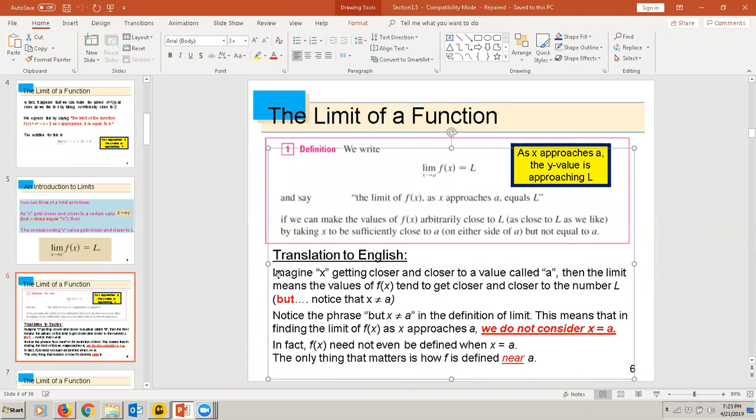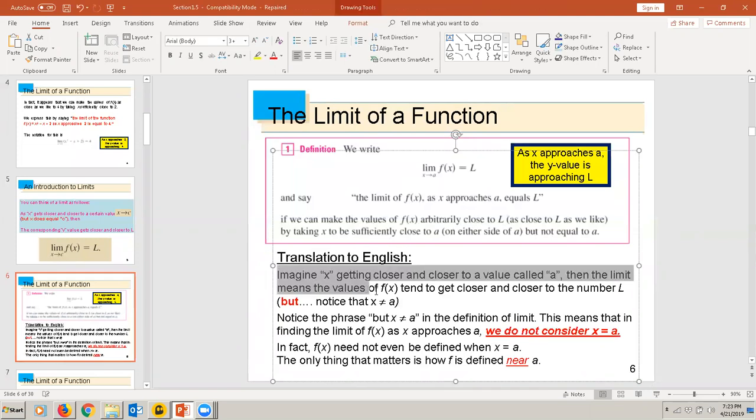It says imagine x getting closer and closer to some number called a, and the limit means what the values of y are getting closer and closer to. That number L, we call it the limit. Keep in mind, x is not going to equal a. So again, we don't consider the scenario that x equals a.